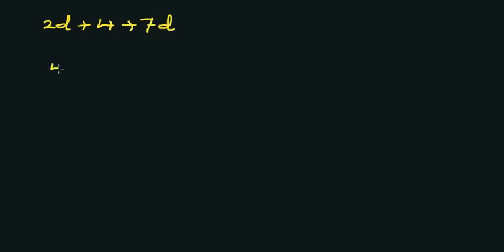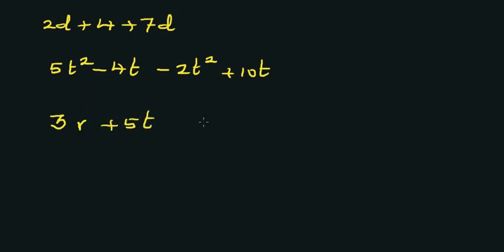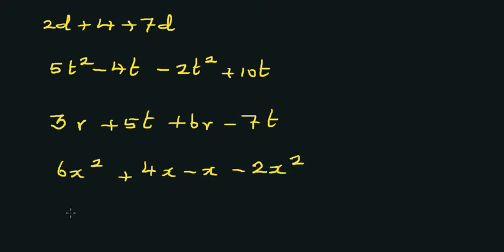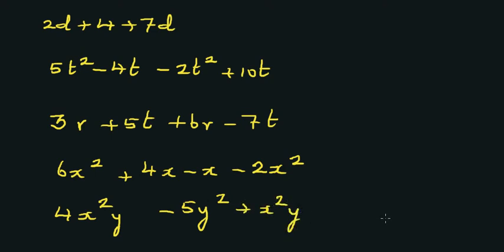Then you got 5t squared minus 4t minus 2t squared plus 10t. Then you got 3r plus 5t plus 6r minus 7t. And one more, 6x squared plus 4x, take away x, take away 2x squared. Then one more, 4x squared y minus 5y squared plus x squared y. You can pause this video and try to do these questions, and then I'll come back.